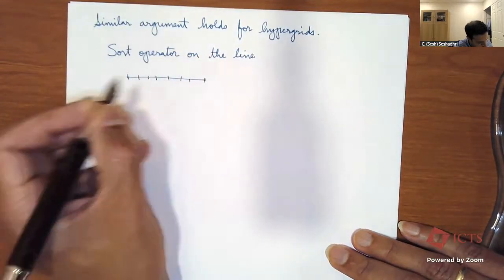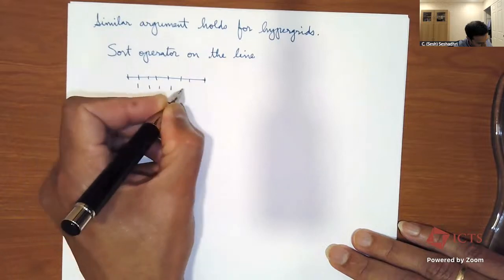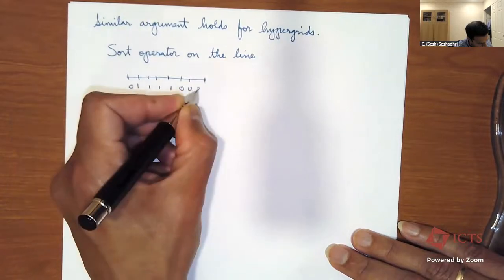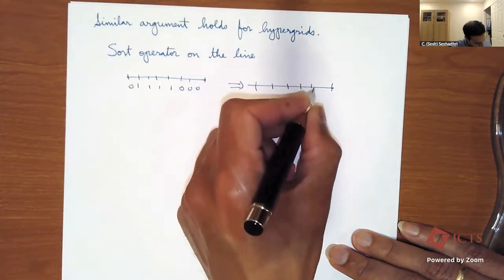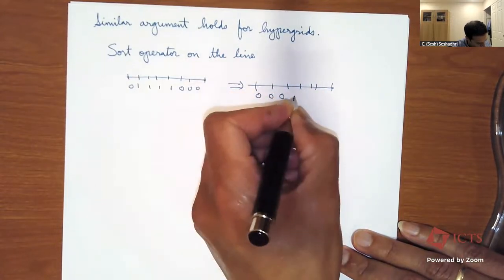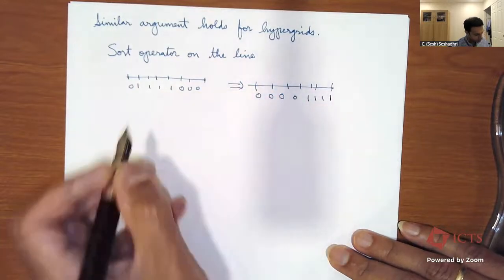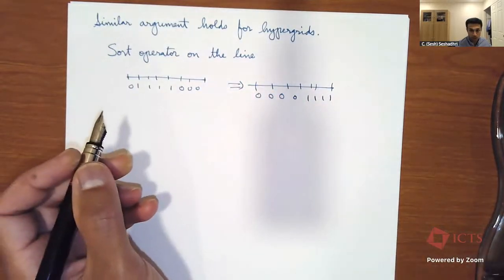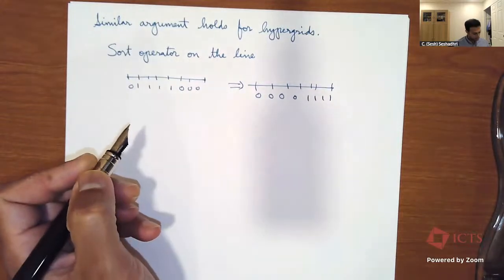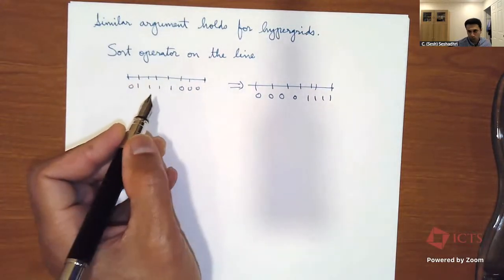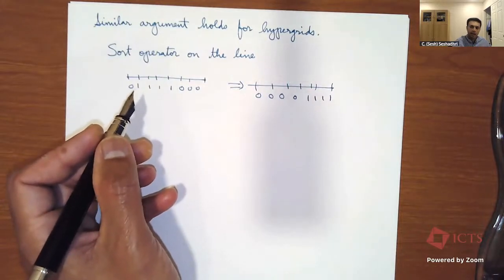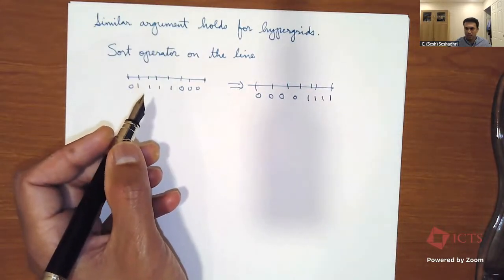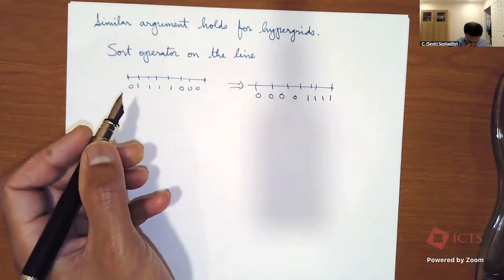What the sort operator does, if it's got a bunch of ones and zeros, it basically moves all the zeros to one end and moves all the ones over here, right? So this is the sort operator. The sort operator, again, you can kind of think of as the generalization of the switching operator, and you apply exactly the same style of argument.